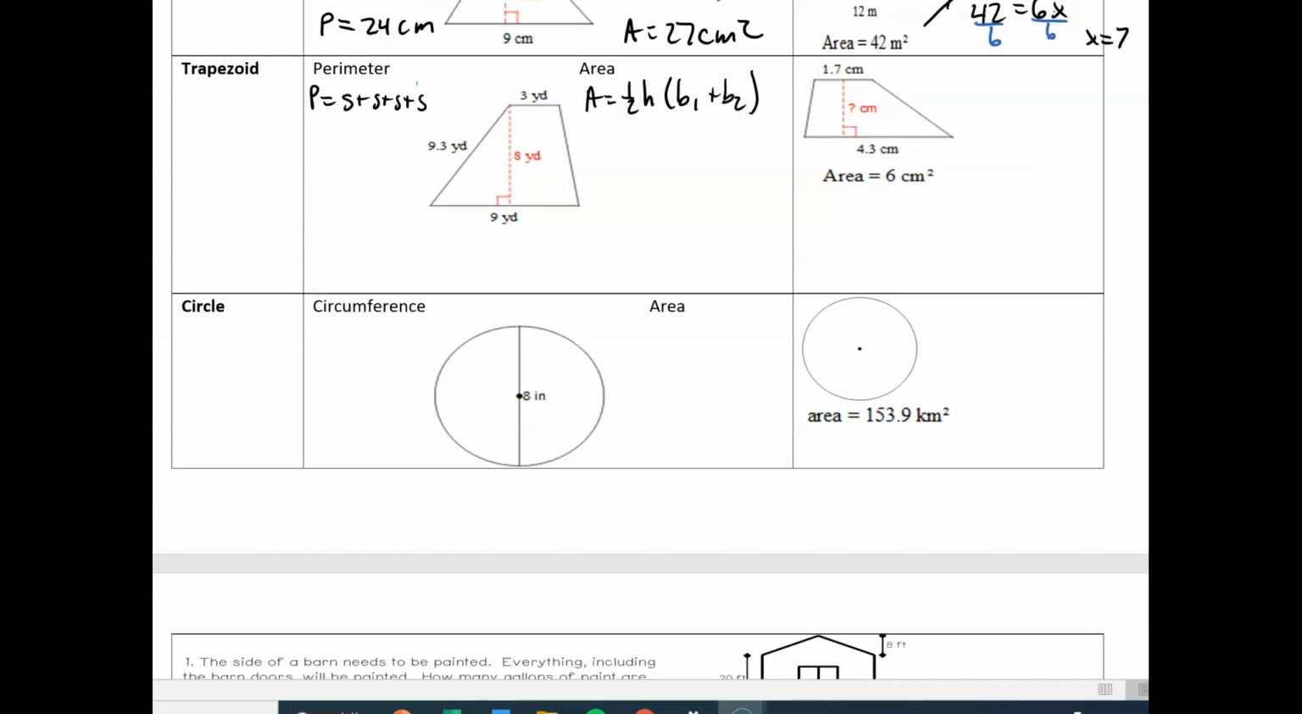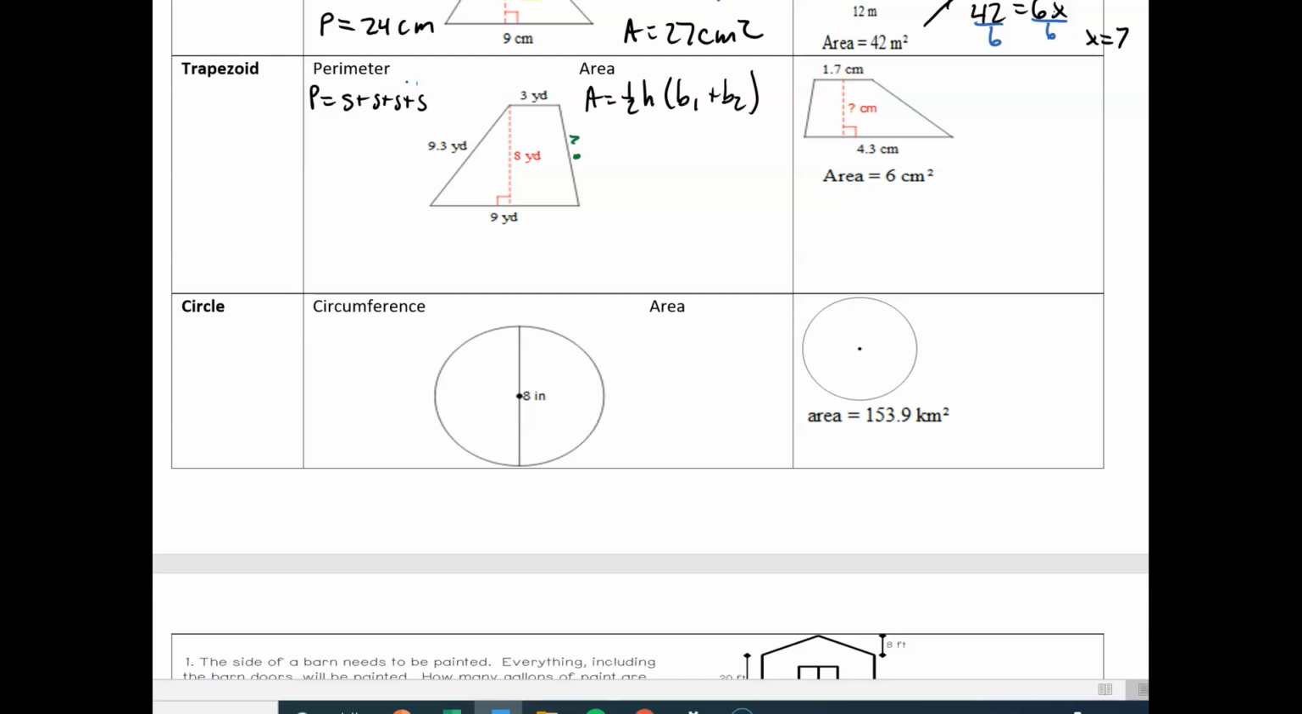For trapezoids, again, we're going to have to add up all the sides. In fact, you cannot find the perimeter of this trapezoid because I did not give you that last side. You cannot assume that it's 8. In fact, it'd probably be a little bit bigger than 8 because that line segment right there is leaning a little bit. So you cannot find this perimeter. If I asked you to find the perimeter of a trapezoid, you would just add up all the numbers on the outside. But I didn't give you that last number.